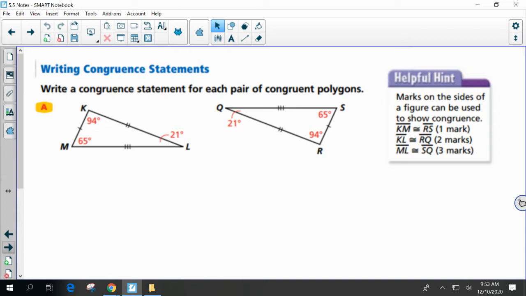In order to write the congruency statements, we're going to start with the sides. So we're going to do side KM. Here's how you write this. KM, and that little line above there would mean side or line segment. And we're going to say is congruent. Here's how you draw a congruent symbol. It's an equal sign with a little swirl at the top that looks like an N. So KM is congruent. If you look at KM and you look at the degrees of the angles, it goes from 94 degrees to 65 degrees. So we're going to go over here and do the letters from 94 degrees to 65 degrees. So RS.